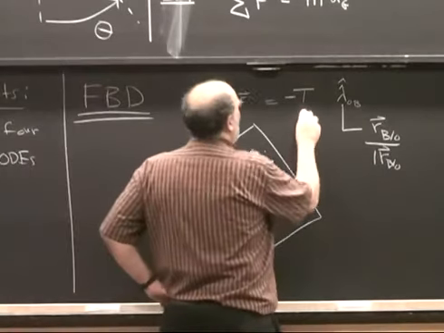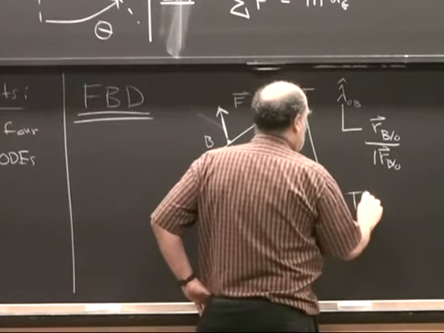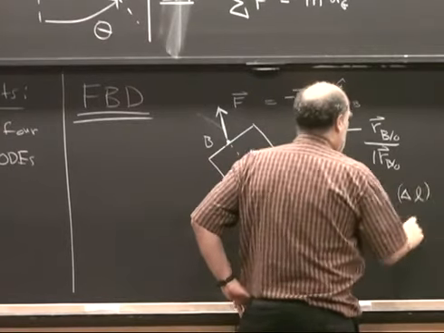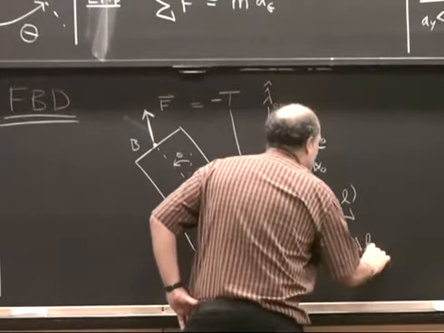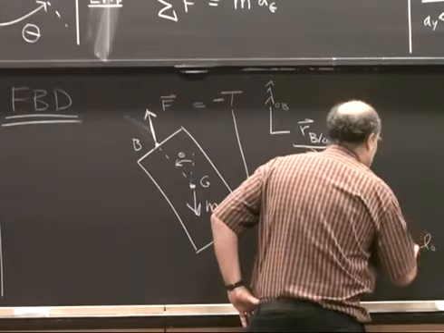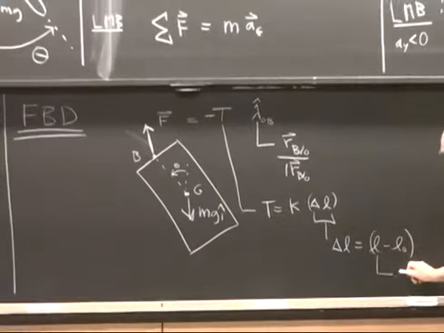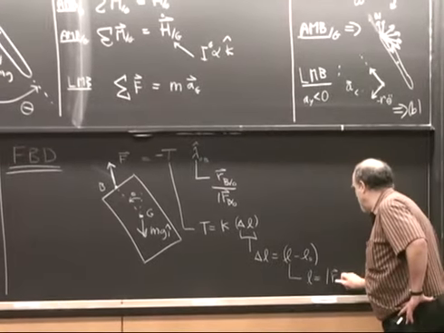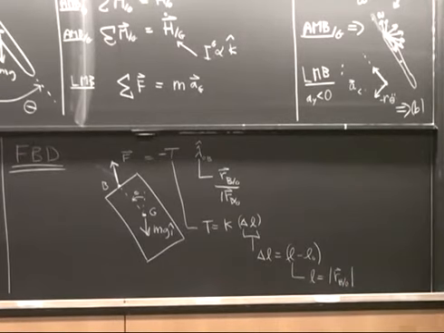Then we have to figure out what this tension is. That tension is equal to K times the change in length. But what's the change in length? The change in length is equal to the present length minus the initial length. But then what is the present length? The present length is equal to the magnitude of the position of B with respect to O, which is the position vector of B.